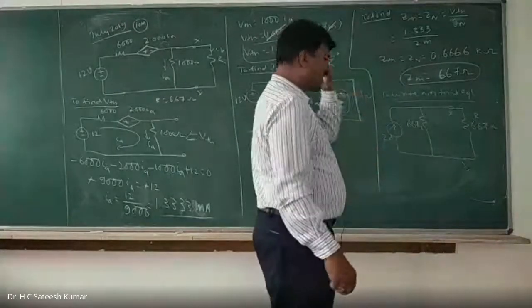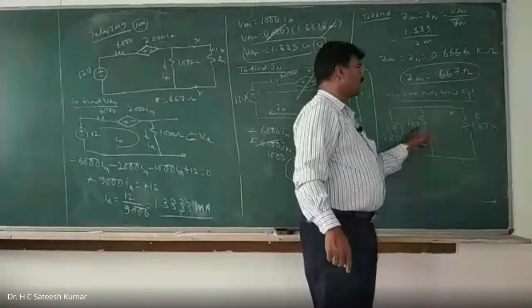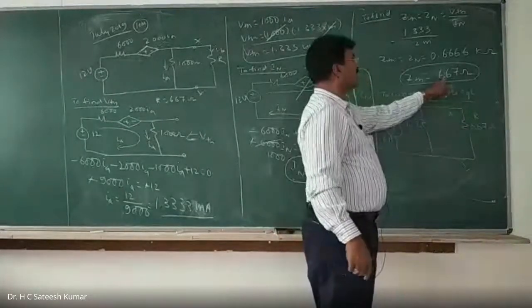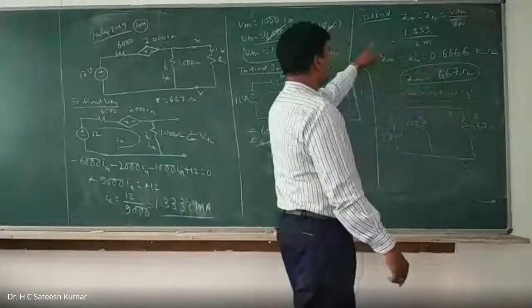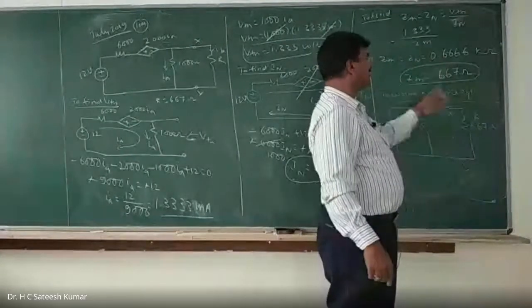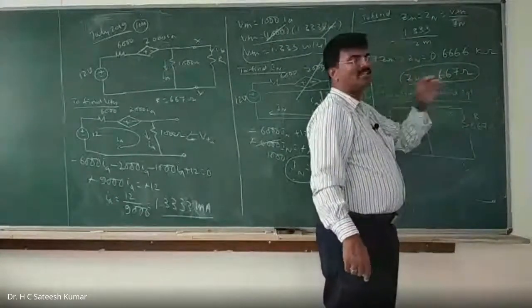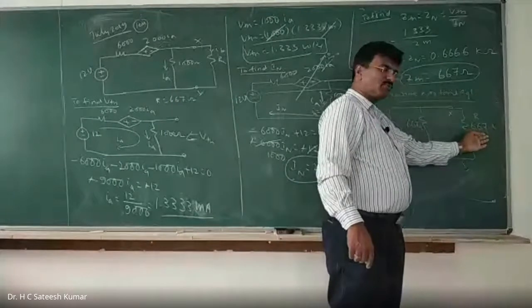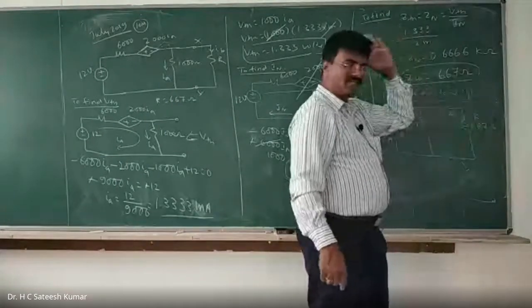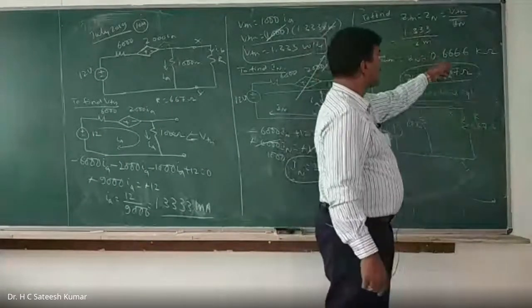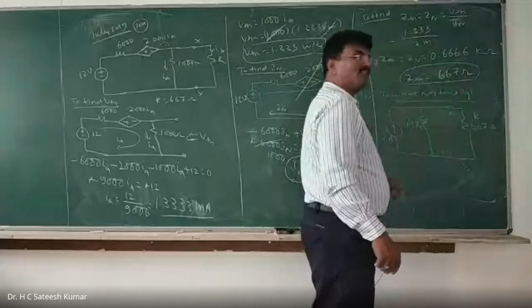No need to calculate anything. 667 ohms, 667 ohms. If you are not approximating properly, and you take 1.33, then you will have to approximate it in the later stages. You may get 664.5 or 669 like that. If you approximate like this, then it becomes very easy for you at the end.